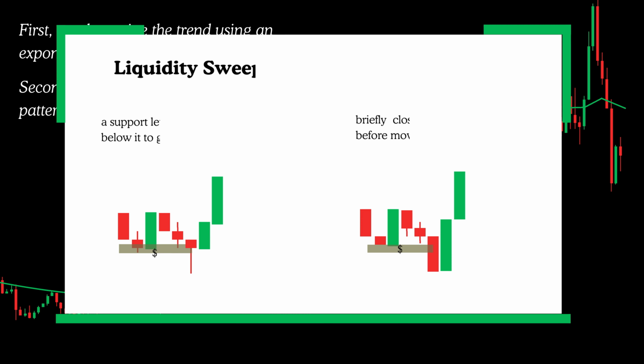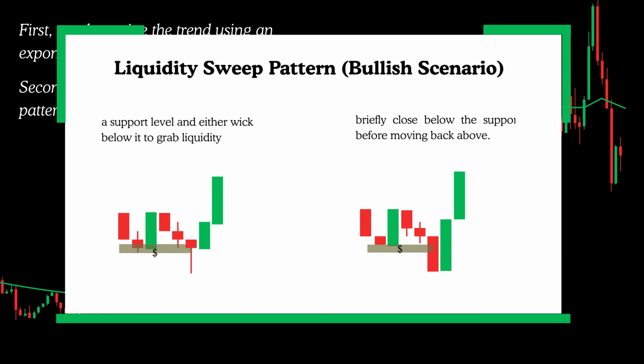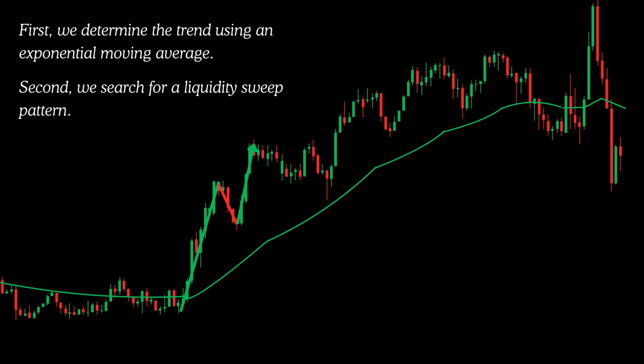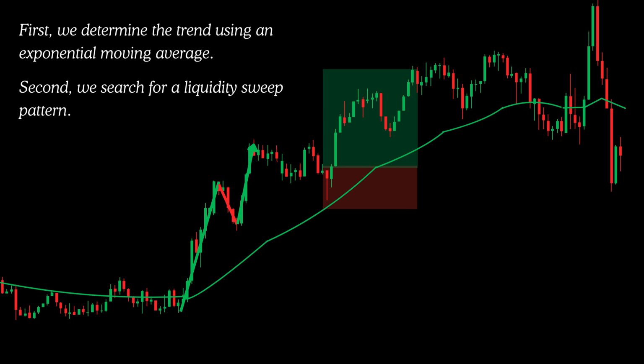This means waiting for the price to form a support level and either wick below it to grab liquidity or briefly close below the support before moving back above. See how the market created support and triggered a liquidity grab with this long wick candlestick. You can enter right after this candle or wait for a confirmation candle closing above the prior candle. Our stop loss will be placed just below the long wick candle, and our target is the next structural level.